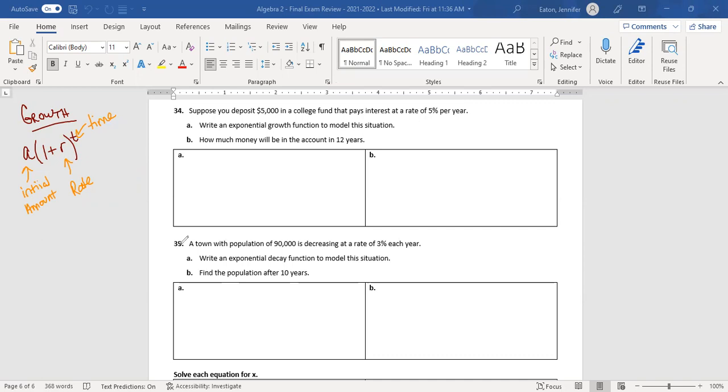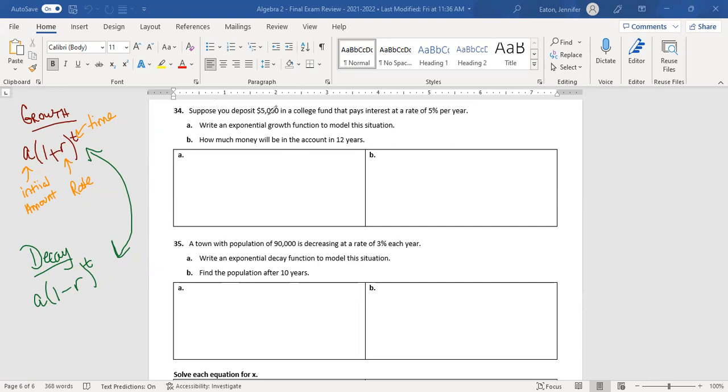And then your exponential decay formula is a times 1 minus r to the t. So the only difference between these two formulas is that in one it's a plus and in the other it's a minus. So that's pretty critical information there, right? So that being said, just clearing that out there. The a, the r, the t is all the same between your growth and your decay formula. So let's go ahead and do 34.